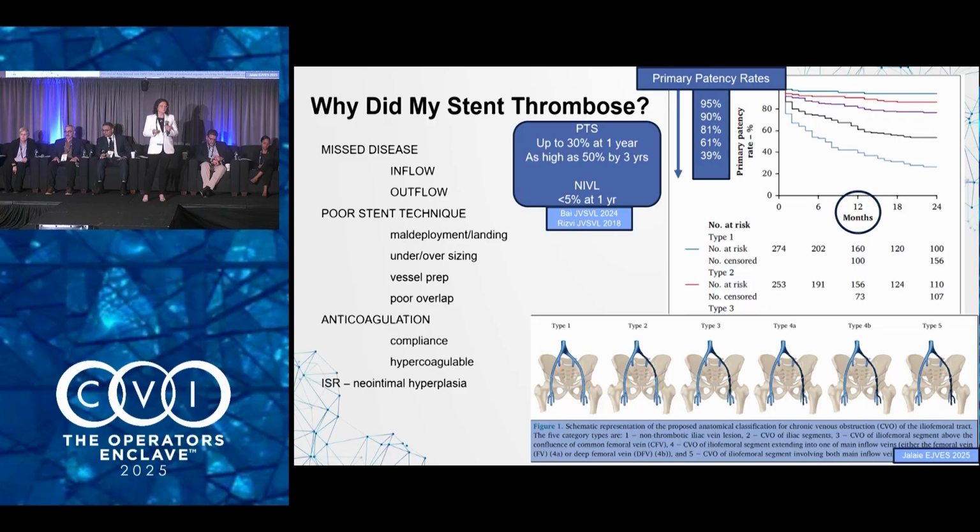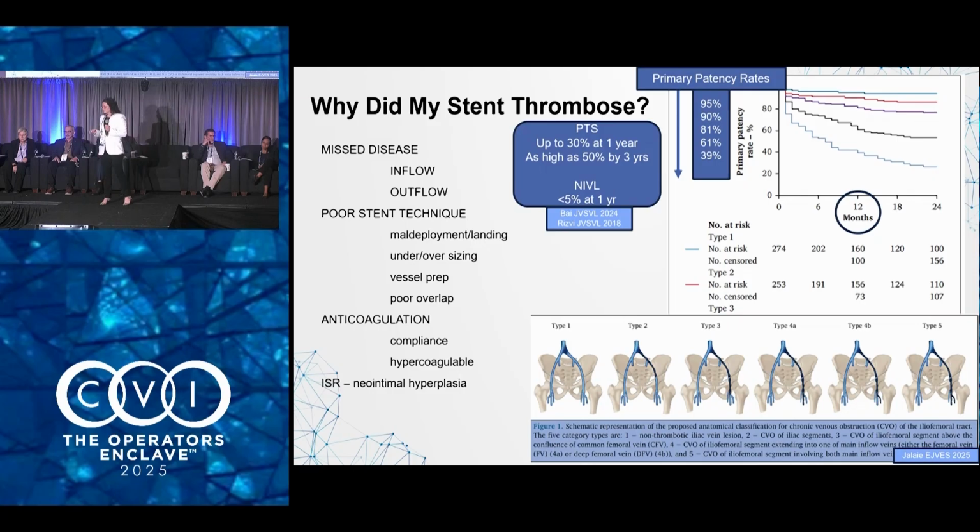Missed inflow is probably the biggest reason. And when we look at the stent data, which was already mentioned, in the post-thrombotic patients, about 30% will have thrombosed at about a year, and it can be as high as 50% at 3 years. Nivel has low thrombosis rates at 1 year, as mentioned.